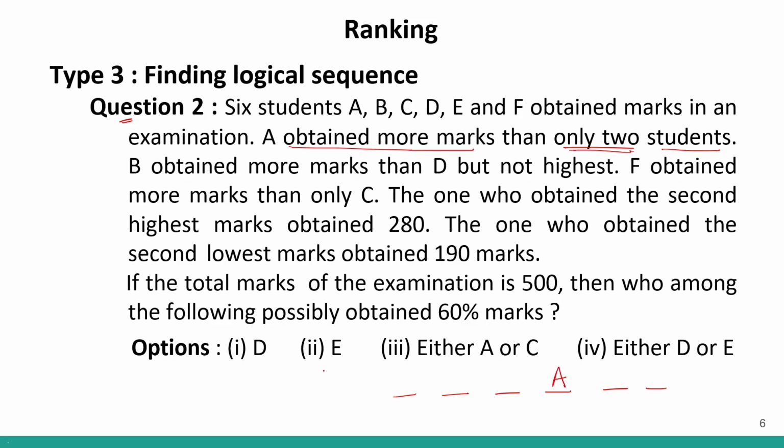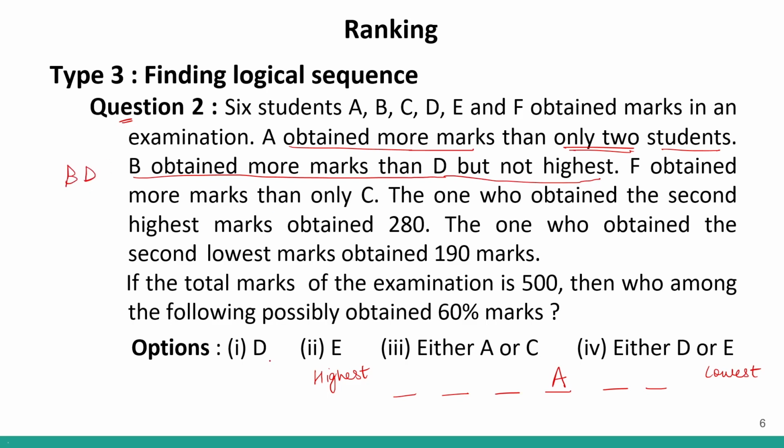So A will be over here. This is the highest scorer. Over here side we have highest scorer and over this side we have the lowest scorer. So A has scored marks more than only 2 people. So 2 places will be empty towards the right of A. B has obtained more marks than D but not highest. So B has obtained more marks than D.